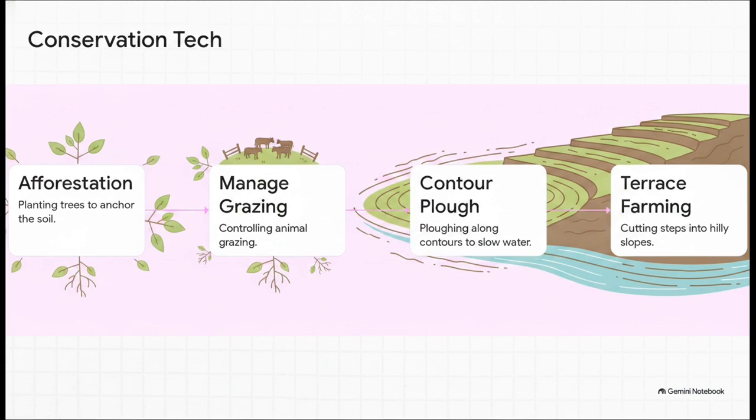Out on the farms, we can use precise techniques like contour plowing, which means plowing along the natural lines of a hill to physically slow down the water flowing down the slopes. Terrace farming works similarly by cutting wide, flat steps into steep mountainsides to stop erosion in its tracks. In dry, sandy areas, we can plant rows of trees to create shelter belts, acting as windbreaks to stabilize dunes and lock down the soil.